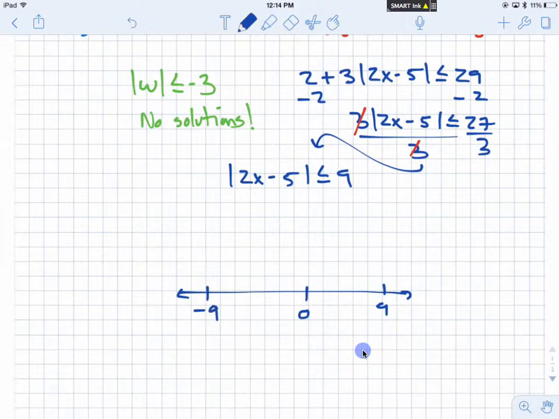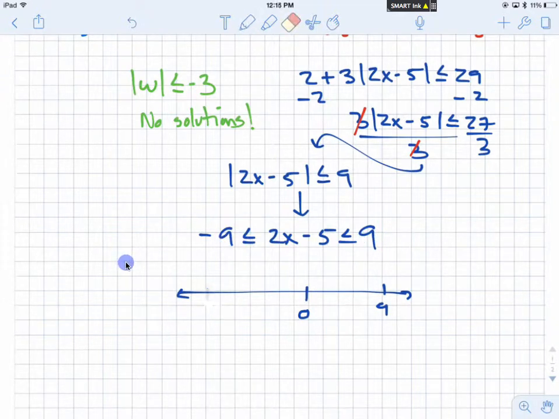So immediately, I would say that this inequality translates to negative 9 is less than or equal to 2x minus 5 is less than or equal to 9. Right? 2x minus 5 has to lie in this region right here. It must be between negative 9 and positive 9. All right, I'm going to get rid of these for a moment. We'll bring this on down.